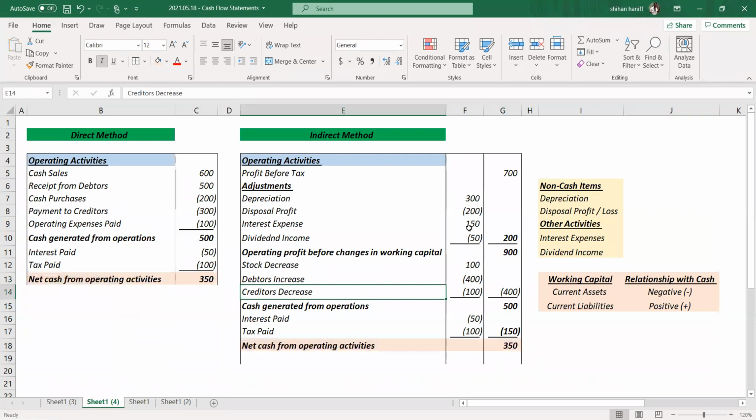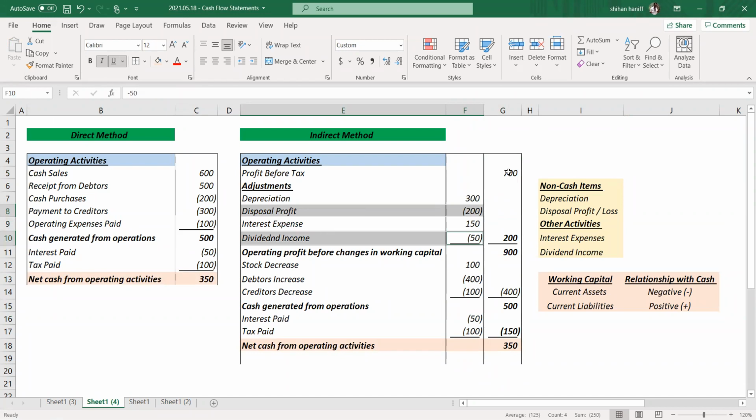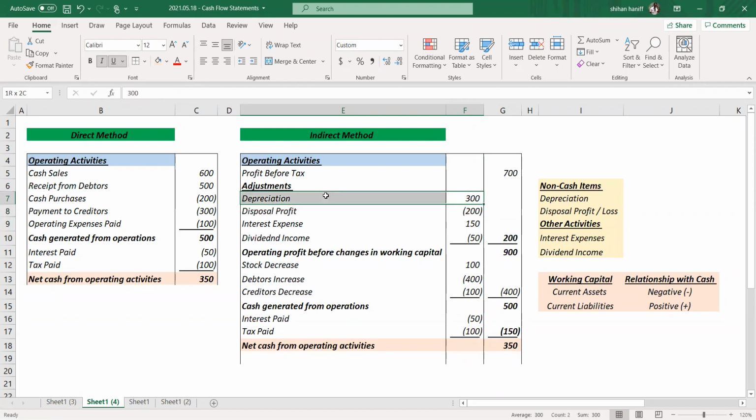So here there is a question: why disposal profit income is deducted? Because when you are calculating the profit, income was added. Now to remove that, you have to deduct. But when you take depreciation and interest expense, these were deducted when calculating profit. So we are adding back the expenses.